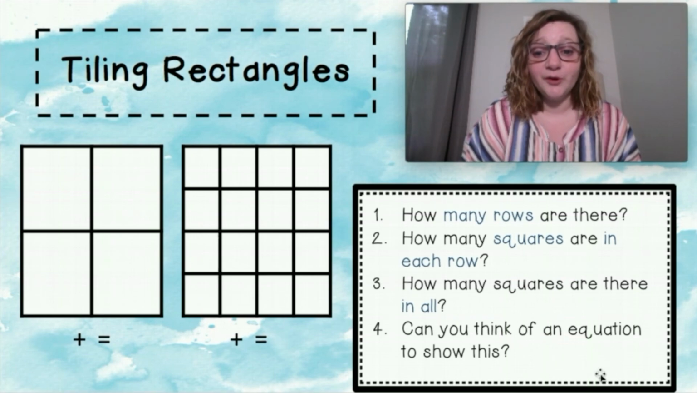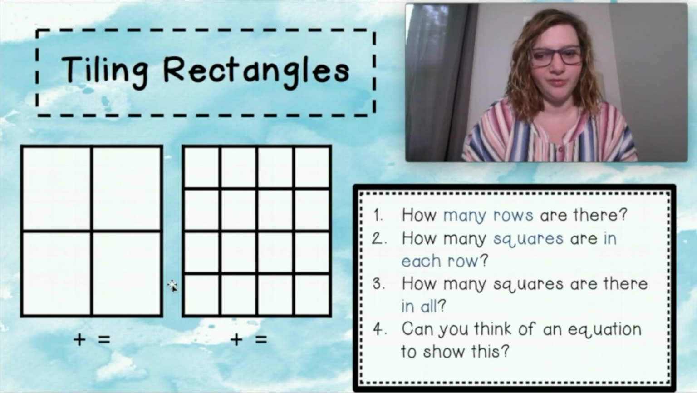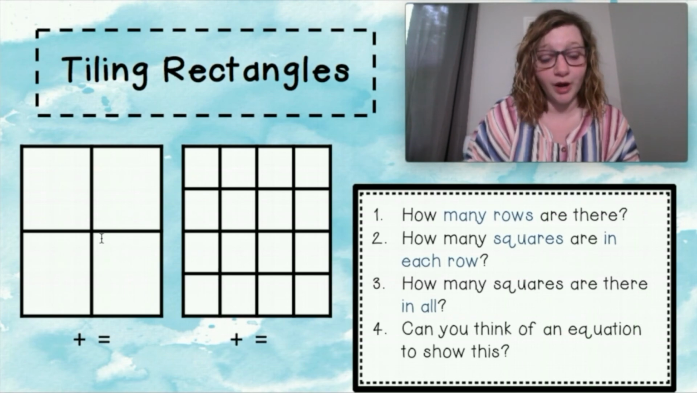So the first question is, we're going to look at our first rectangle here. How many rows are there? So we're looking here, and I see there's 1 row and 2 rows. So we've got 2 rows. How many squares are in those rows? I see 1, 2. So 2 rows with 2 squares in each row.